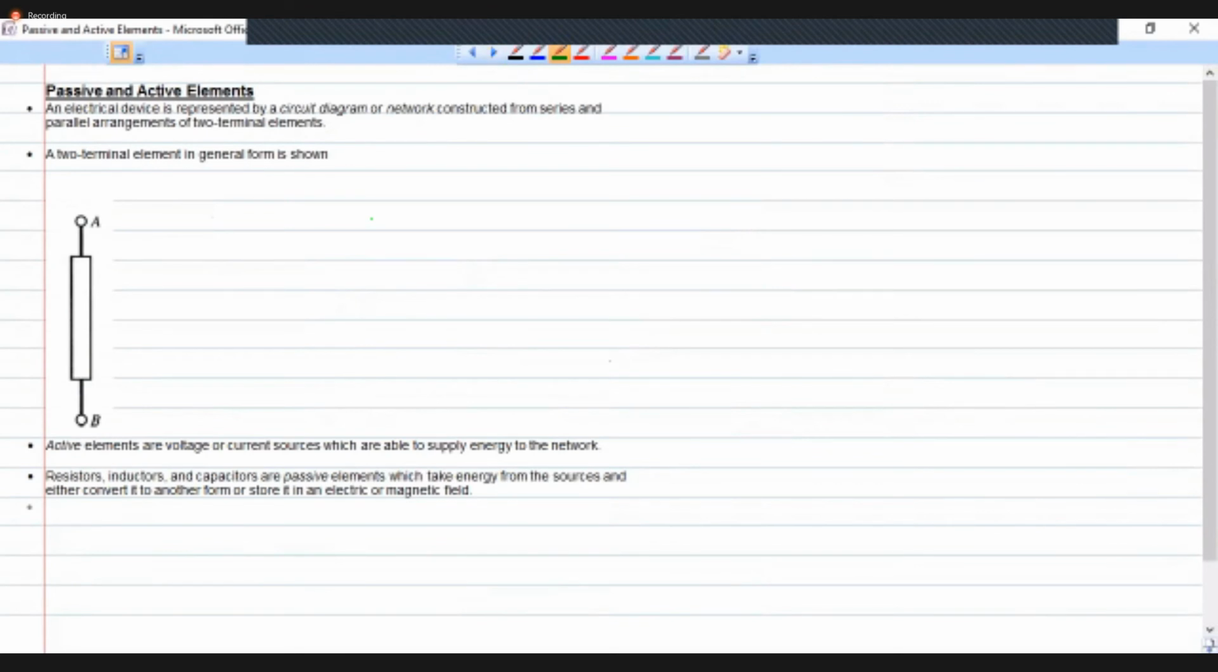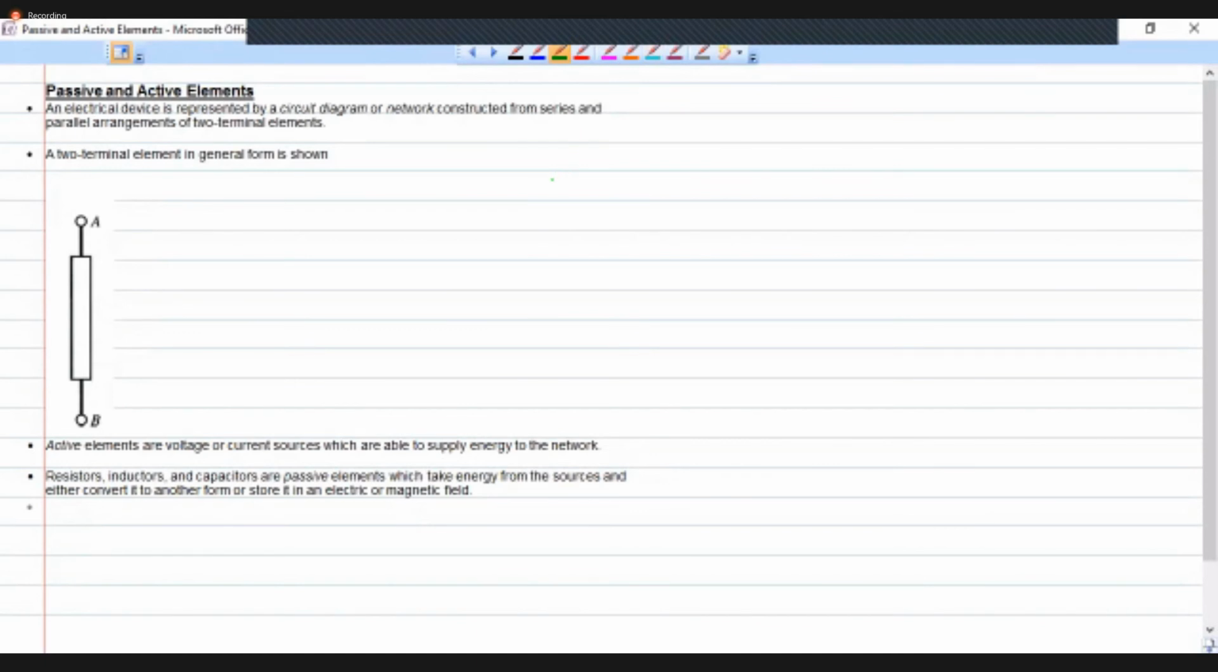Moving on. The next topic is what is a passive and active element. So can you define what is a passive element and an active element? Sir, elements which deliver energy are called active elements. Yes. Example, battery.